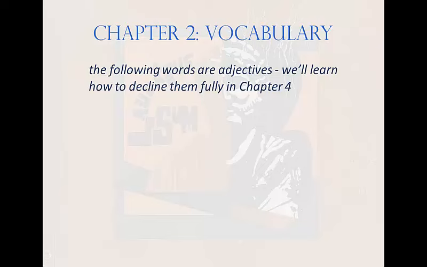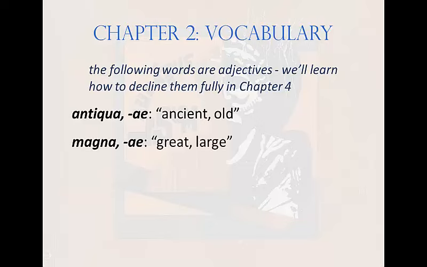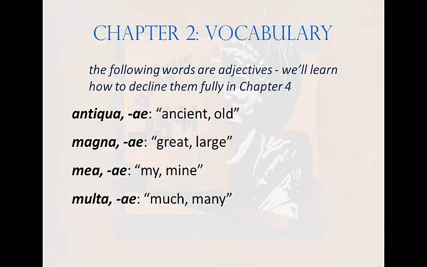The first adjective is antiqua, antiquae, meaning ancient or old. The next one, magna, magnae, meaning great or large. Mea, meae, meaning my, mine, or belonging to me. Multa, multae, meaning in the singular much, in the plural many. And tua, tuae, meaning your or yours, that is, belonging to you.